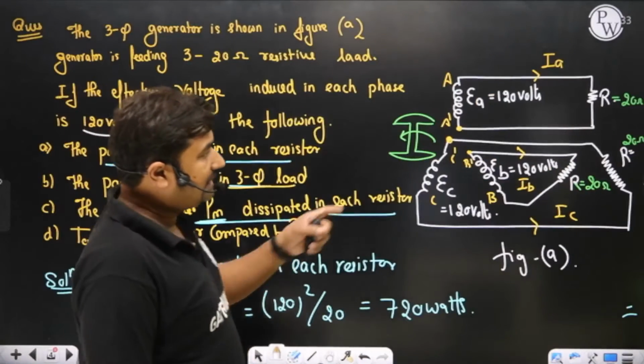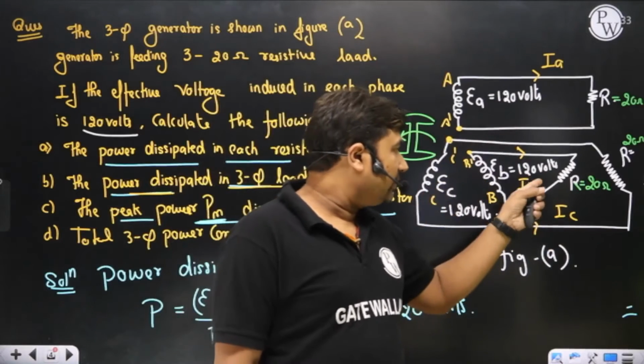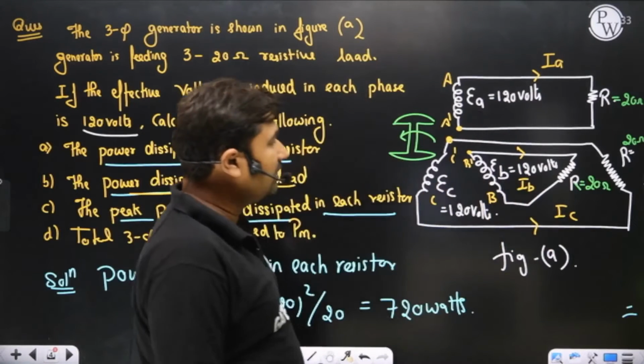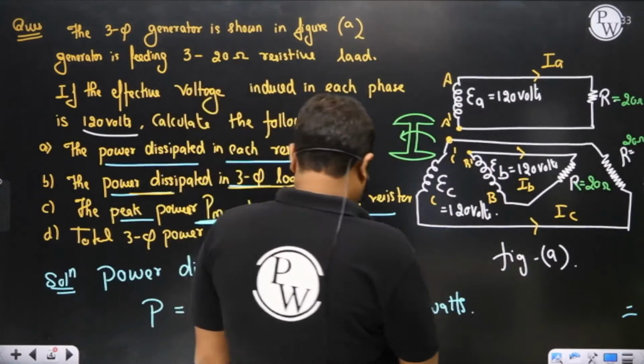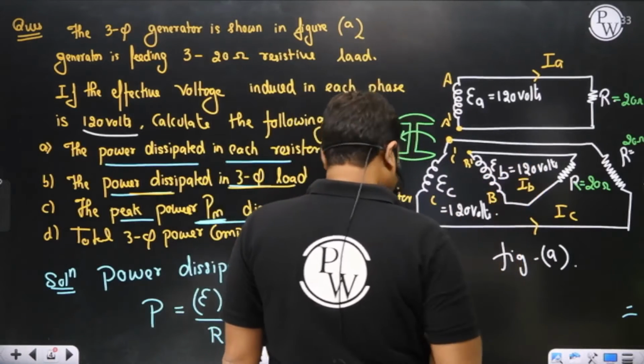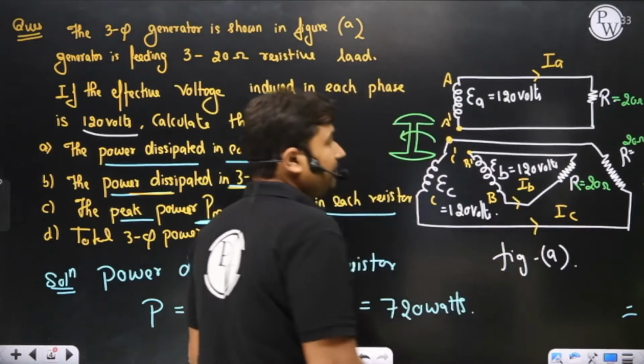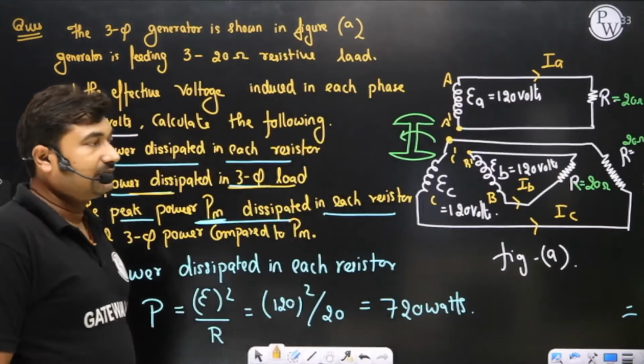Okay, sir, what about the return path? Why have you not represented a return path, sir? Why is that path not needed? IB can be represented here. Why have you not represented that third path, sir? What about the return path?